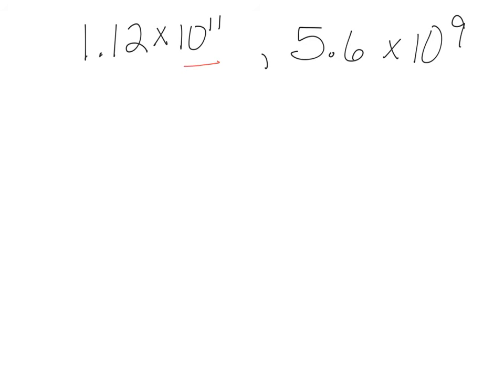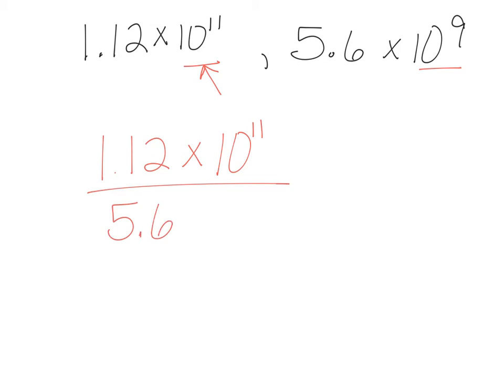Well, because 10 to the 11th and 10 to the 9th, this is going to be multiplied by 10 more times. 1.12 times 10 to the 11th would be a bigger number. So I have to divide 1.12 times 10 to the 11th divided by 5.6 times 10 to the 9th. Following our rules of division, you would take 1.12 divided by 5.6. So that would give us 0.2.